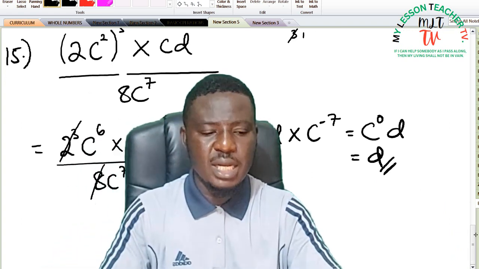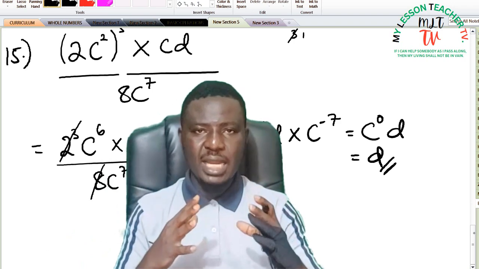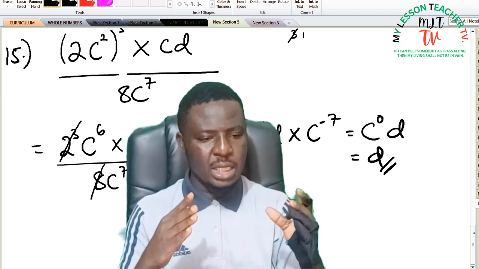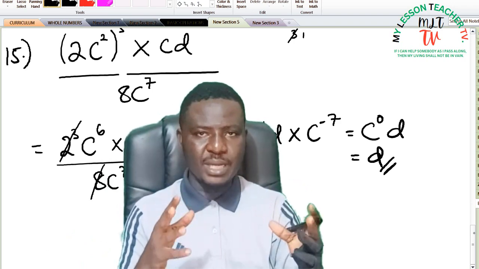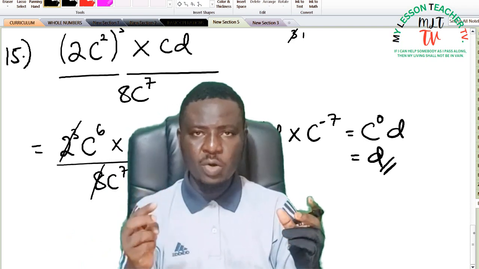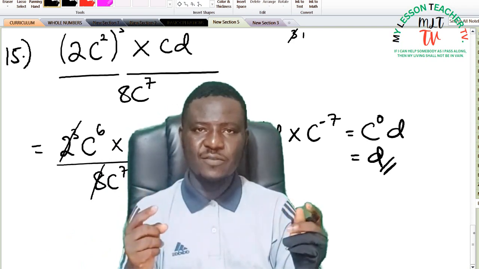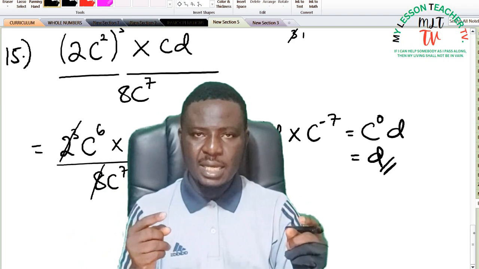That brings us to the end of today's class. In today's class, we have looked at the indices law of multiplication, as well as the zero law of indices and the negative power indices.